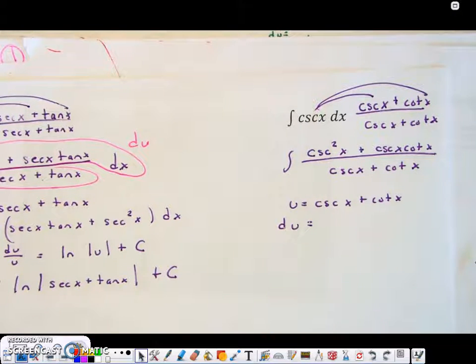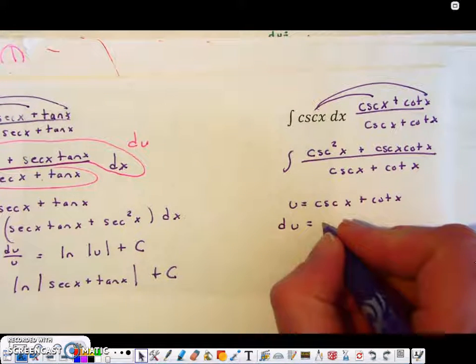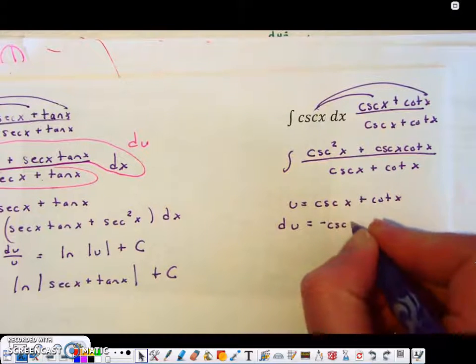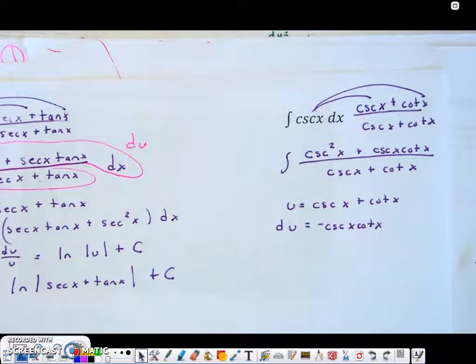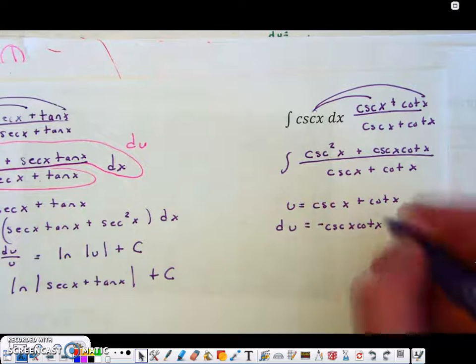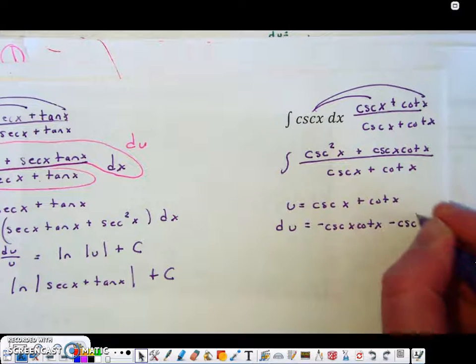And these are ones you don't use as much, but do you remember the derivative of cosecant? You almost got it. Just put a negative in front of it. Negative cosecant cotangent. And then the derivative of cotangent? Very good. Perfect. You got it.